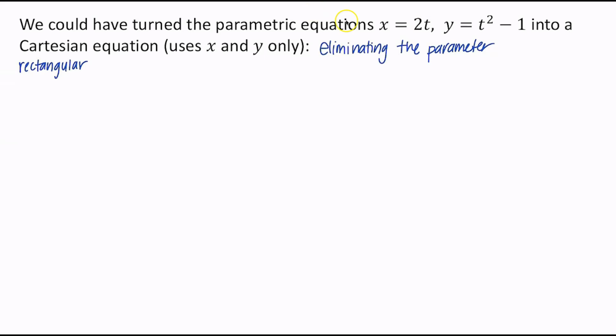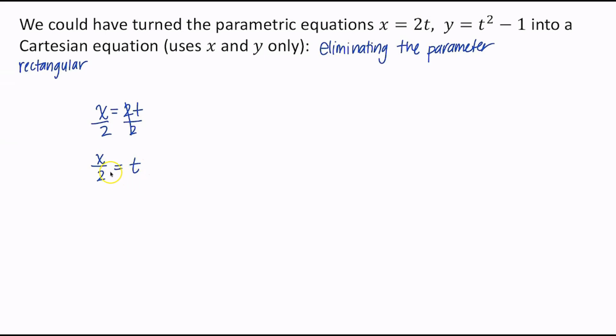What we're going to do is look at our parametric equations, and decide which one, if any, is easily solved for t. So here, x equals 2t and y equals t squared minus 1. So here, I can solve pretty easily for t in x equals 2t. So if I start with x equals 2t and divide both sides by 2, then I will get x over 2 is equal to t.